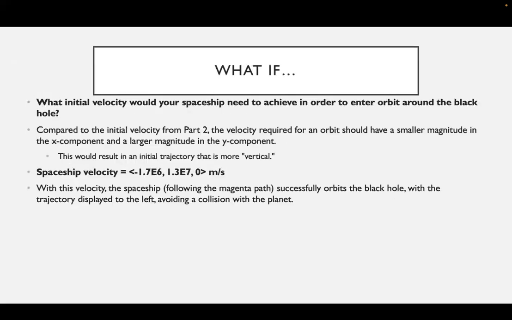When we ask what if, what initial velocity would your spaceship need to achieve in order to enter the orbit around the black hole? Compared to the initial velocity from part 2, the velocity required should have a smaller magnitude in the x component and a larger magnitude in the y component. It would result in an initial trajectory that is more vertical. The spaceship velocity would be minus 1.7 times 10^6, 1.3 times 10^7, and 0.